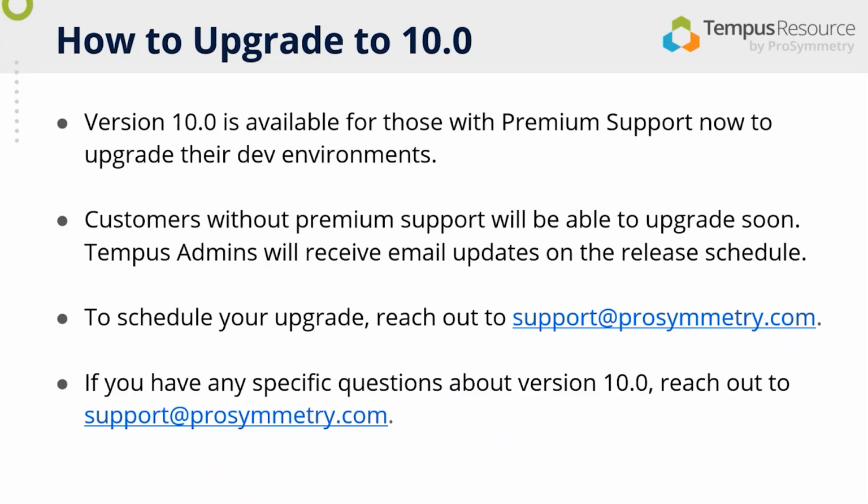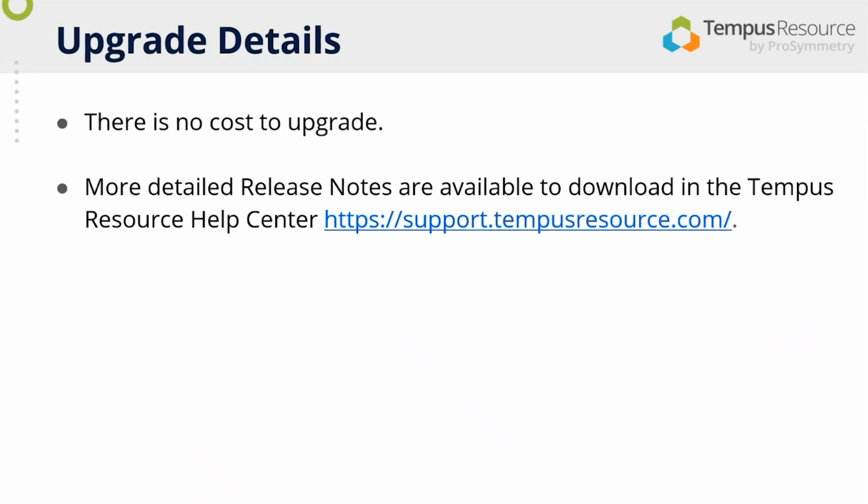10.0 is now available for people with premium support to upgrade their dev environments. Customers without premium support will be able to upgrade soon, and Tempus administrators will receive email updates on the release schedule. To schedule your update, reach out to support@prosymmetry.com, and if you have any specific questions about version 10.0, reach out to support@prosymmetry.com as well. There is no cost to upgrade, and more detailed release notes are available within the Help Center.